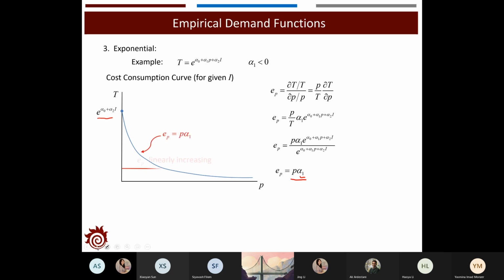At the point where you find the value of E_p equal to minus 1, above that will be the inelastic region. Below it will be the elastic region. So those are the 3 examples of the empirical demand function. And I hope that after class you can go check how the income elasticity is calculated based on the provided formulas.